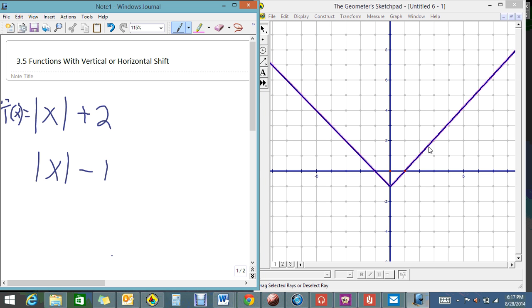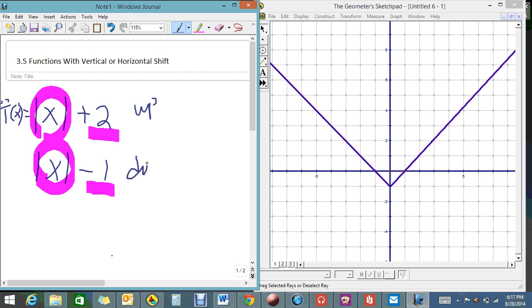It's kind of like adding it on to the y, right? Here's our main function, right? And all we're doing is adding something on, and that tells us how much it goes up. So this would go up, this would go down because of that negative sign.